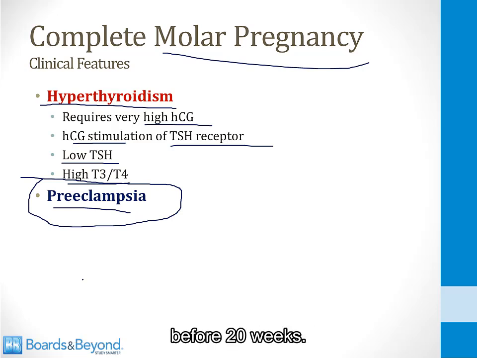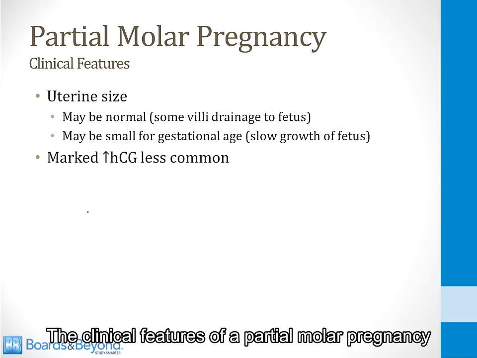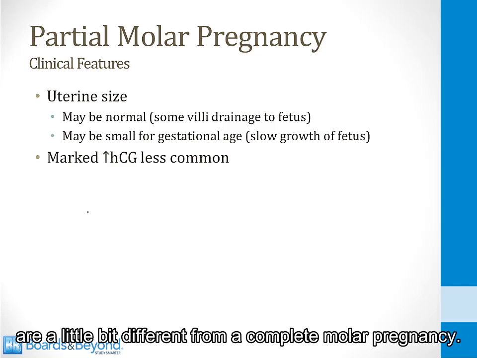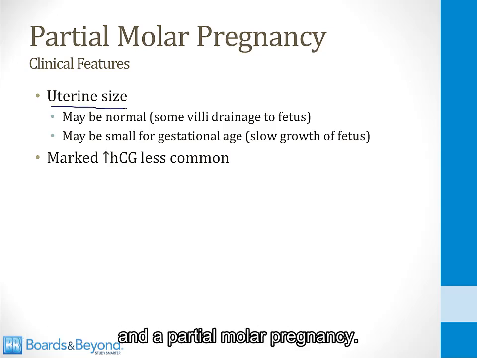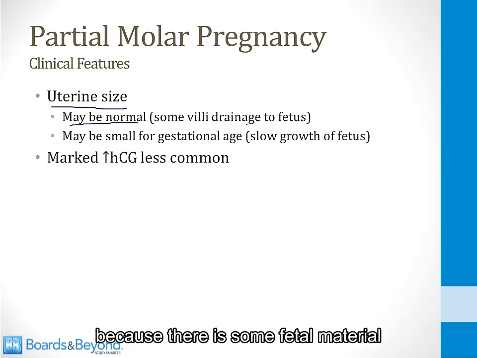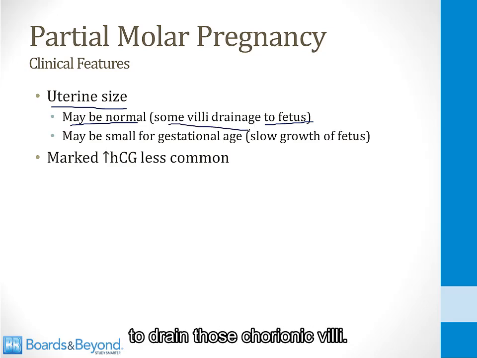20 weeks. The clinical features of a partial molar pregnancy are a little bit different from a complete molar pregnancy. First of all, the uterus usually does not get as big in a partial molar pregnancy. The size may be normal because there is some fetal material to drain those chorionic villi.